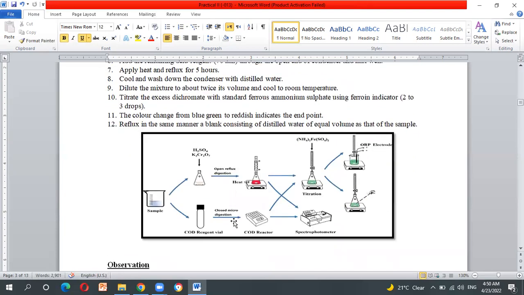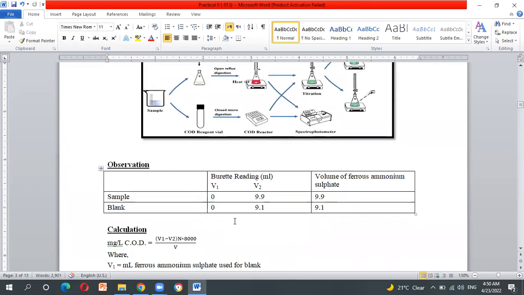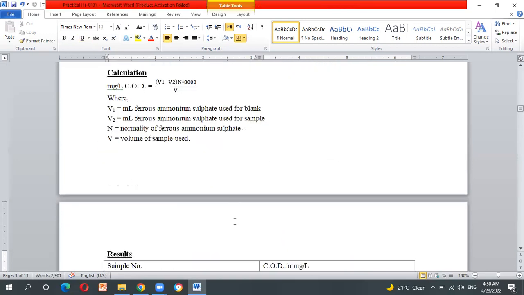This is the picture of the chemical oxygen demand procedure, and the observations are given, in which burette reading in milliliters and volume of ferrous ammonium sulfate are involved, and the calculation is given. Chemical oxygen demand can be calculated by the formula (V1 - V2) × N × 8000 / V, where V1 is milliliters of ferrous ammonium sulfate used for blank, V2 is milliliters of ferrous ammonium sulfate used for sample, N is normality of ferrous ammonium sulfate, and V is volume of sample used.